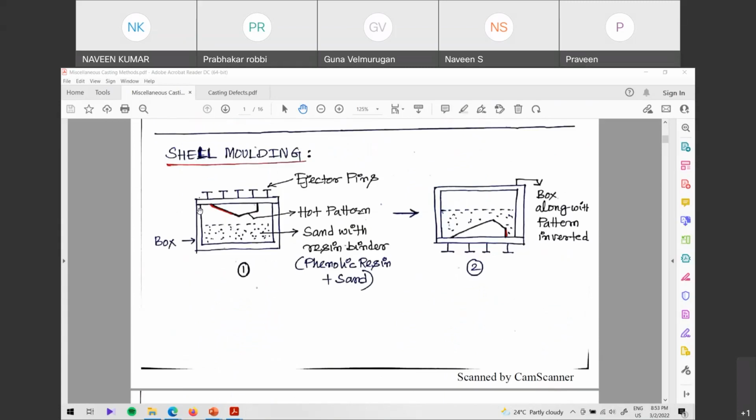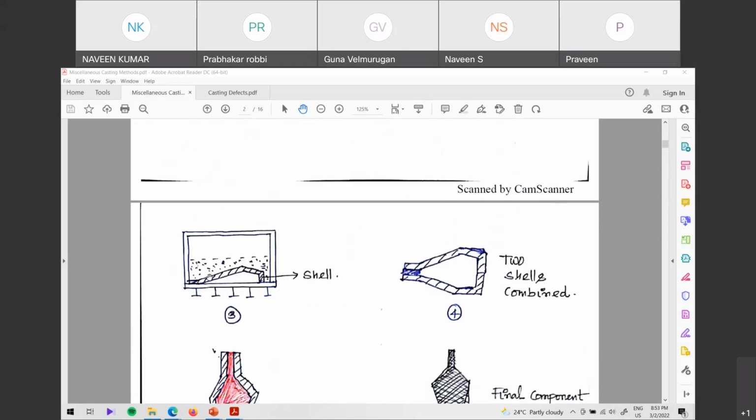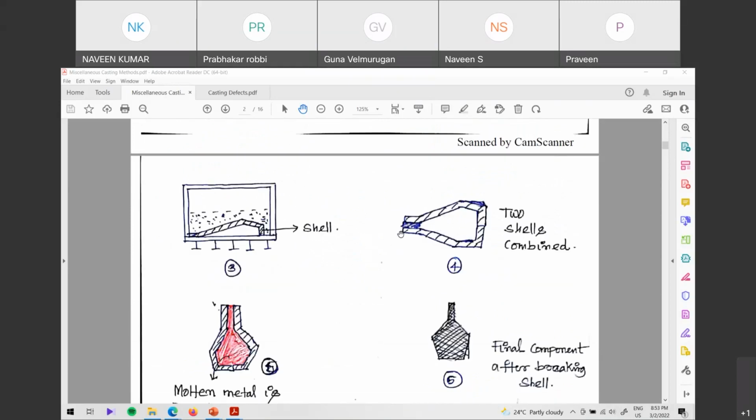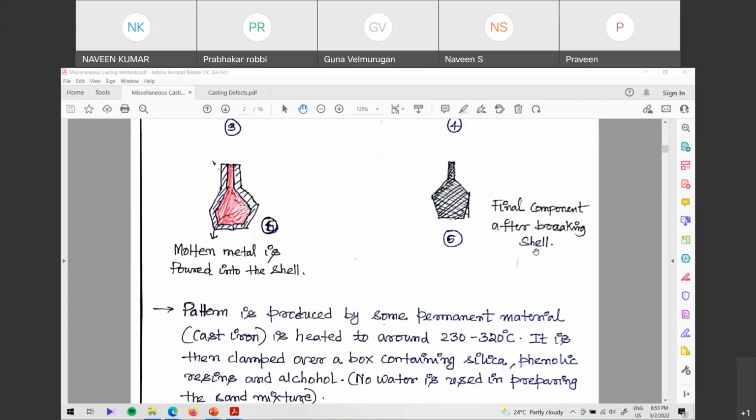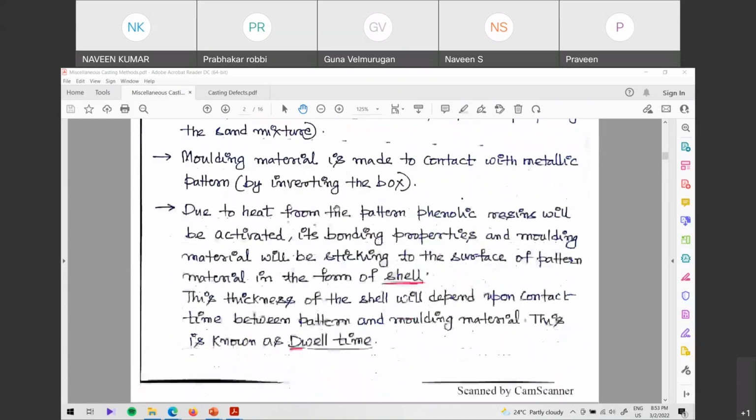So in a nutshell, what we can say is, simply we are putting some material with sand and resin binder in this, and then some ejector pins are there to open and close this lid. On the lid we are putting this hot pattern, and then we are inverting. We are waiting for some time, and that's called dwell time, and then the thickness is achieved. After the thickness is achieved, we need two of these shells to make a complete shell. So then we are combining the shells together, and then we are pouring the liquid into this, then we are breaking it, and then we're getting this component. So that is your shell molding.